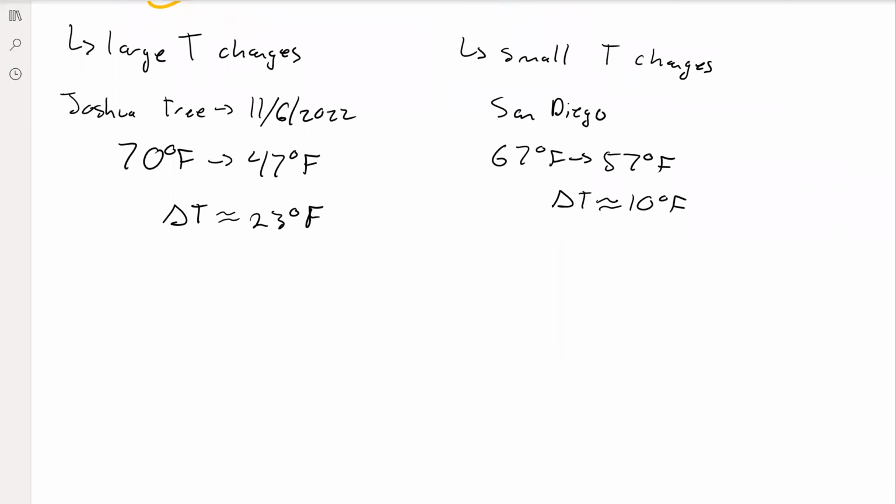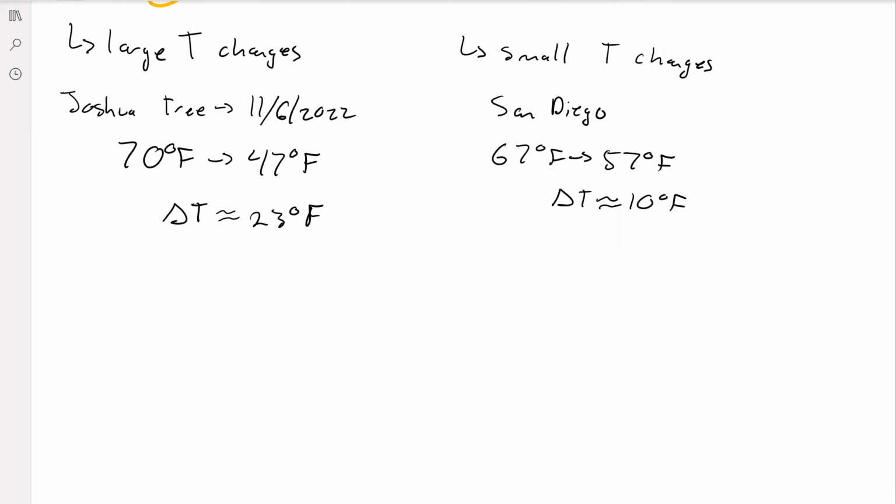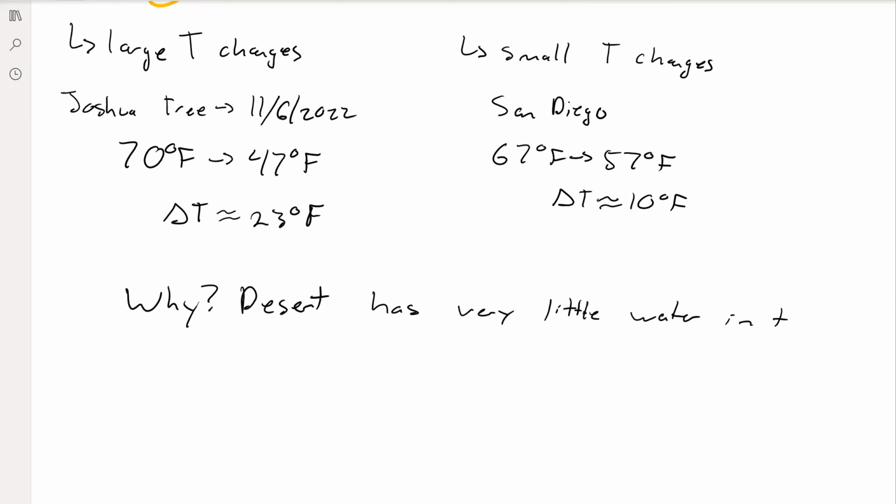So why the big difference in how much the temperature changes when these two locations are relatively close to one another? Well, it all has to do with how much water is in the air, or at least partially has to do with how much water is in the air. So the desert has very little water in the air, while the coast has a lot.